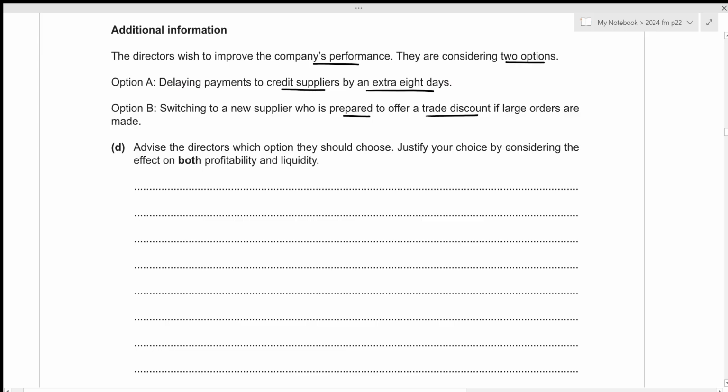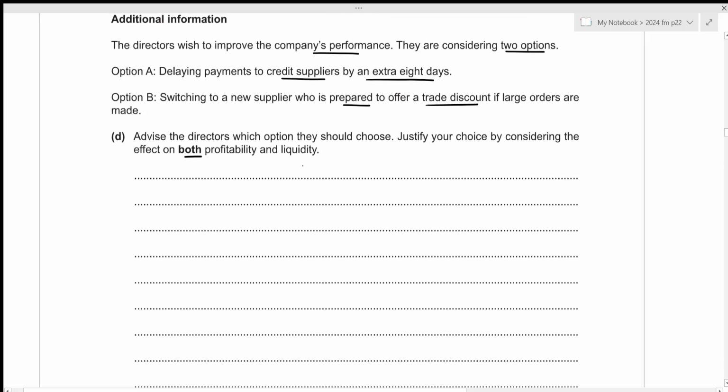We need to justify our choice by considering the effect on both profitability as well as liquidity. Okay, and this question is of 7 marks, so we need to have 3 comments for each of the options and one final decision. Let's start with the comments for option A. The first thing we can write down is that delaying payments might worsen the relationship with the suppliers, and as a result, the supplier might increase the cost or maybe tighten their credit terms.